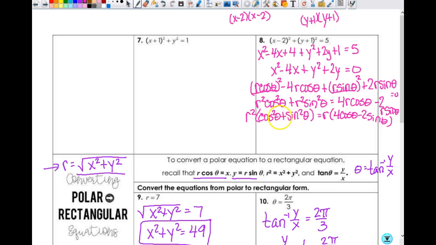What's this become? 1. So this is just r squared equals r times 4 cosine theta minus 2 sine theta, right? So then can I divide both sides by r? When I divide both sides by r, I get r equals 4 cosine theta minus 2 sine theta, and I'm done. What do you think about that? Oh, you love it. It was so much fun.